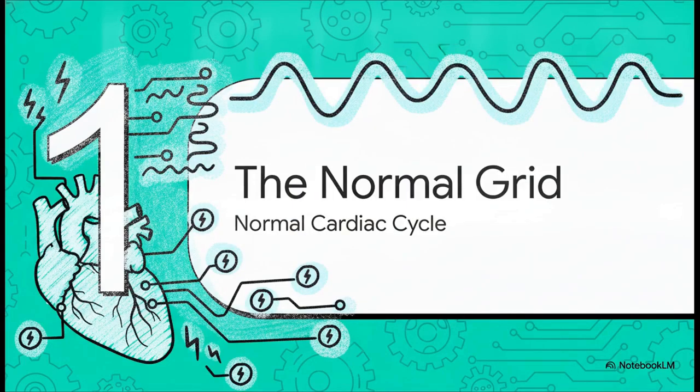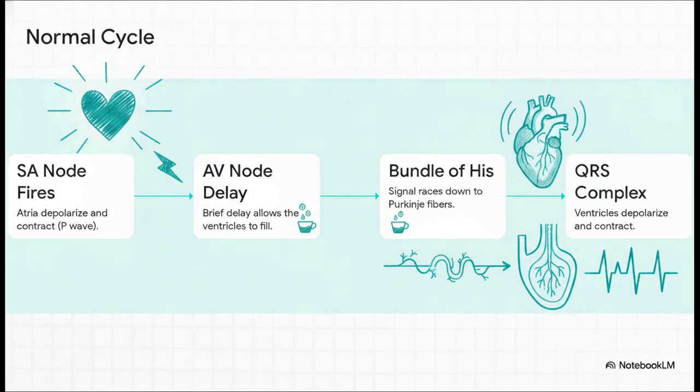Section 1, the normal grid, the normal cardiac cycle. Before we can play electrician and fix any broken circuits, we really have to take a macro view of the heart and understand the baseline normal flow of electricity. The sequential steps of a normal heartbeat begin with the master generator of our city, the SA or sinoatrial node. When it fires, the atria depolarize and contract, which is exactly what you see as the P wave on an ECG. Blood moves down into the ventricles, and that electrical impulse reaches the AV node.